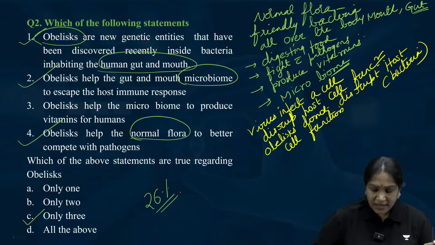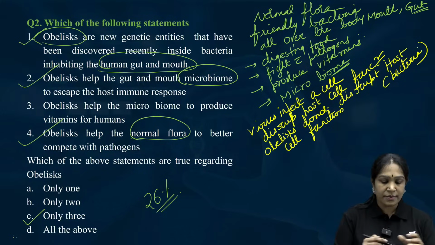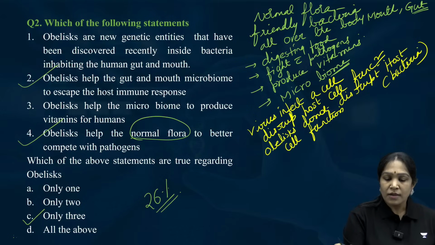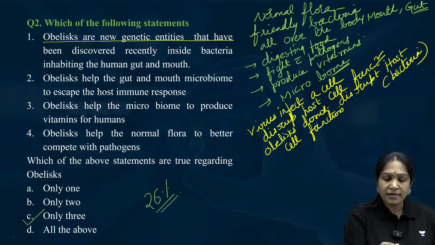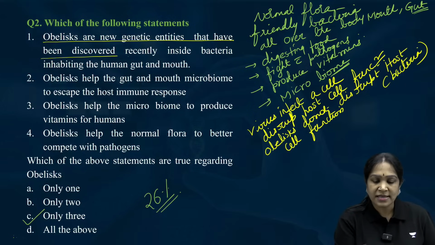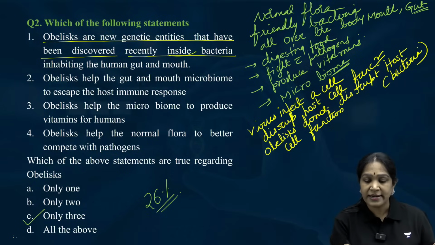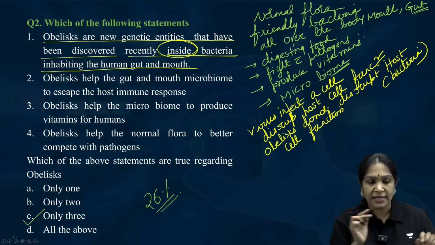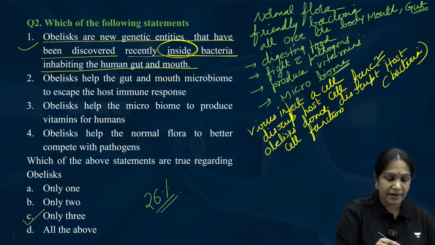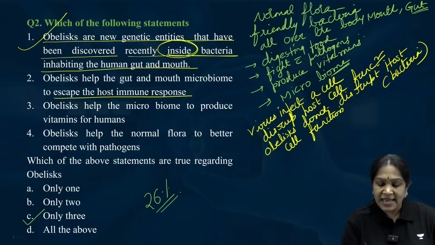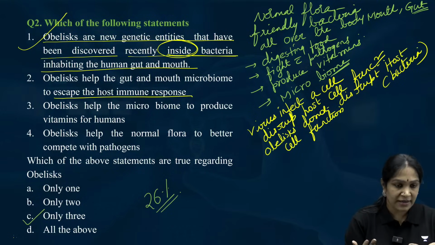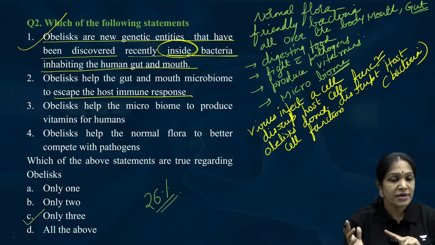Now, coming to the question. Let us discuss the question now. Obelisks are the new genetic entities that have been discovered recently, not inside the human cells, but inside the bacteria inhabiting the human gut and mouth. Correct. Obelisks help the gut and mouth microbiome to escape the host immune response. They will help the friendly bacteria to escape the immune response of the human beings.